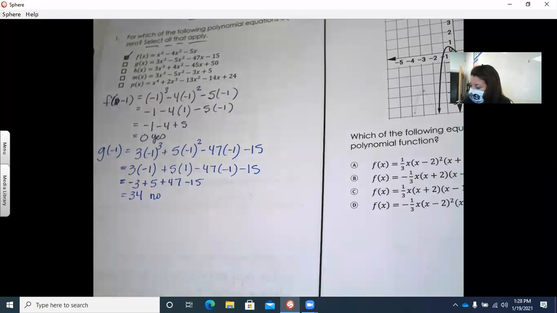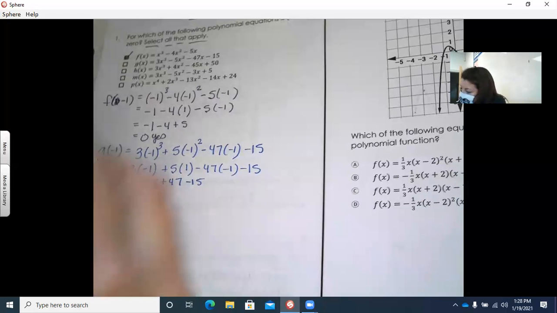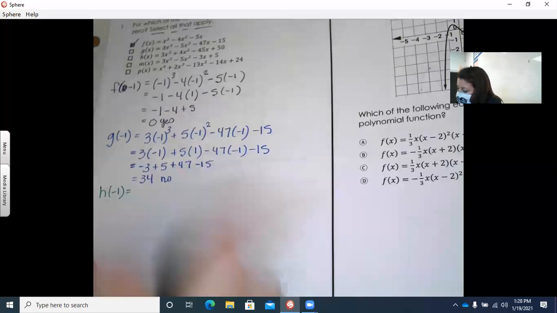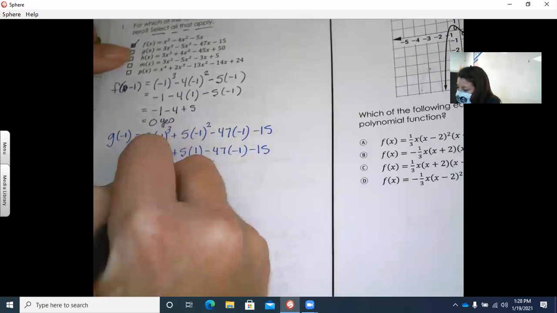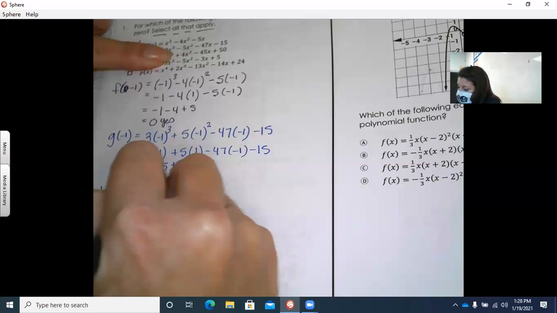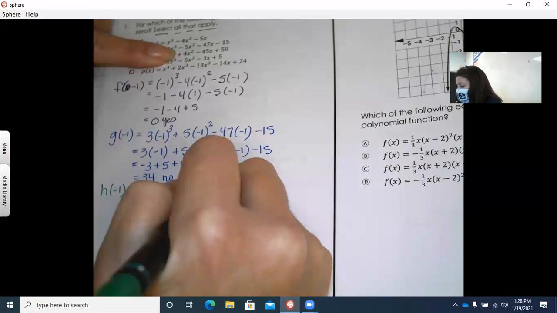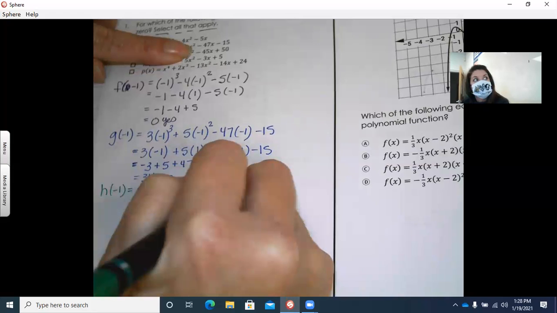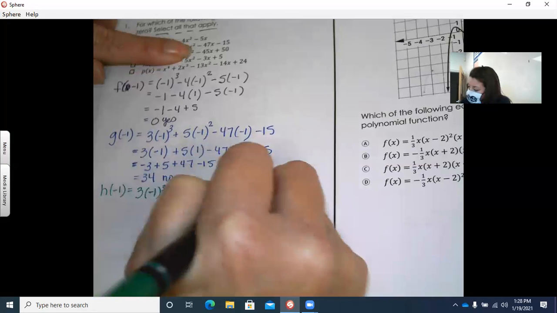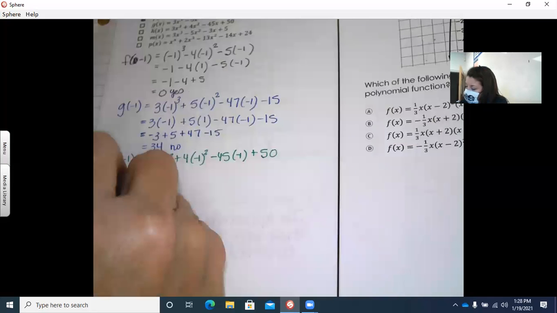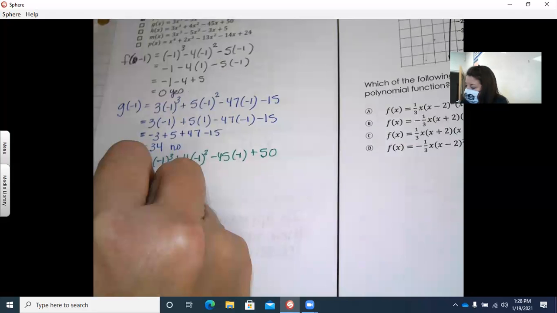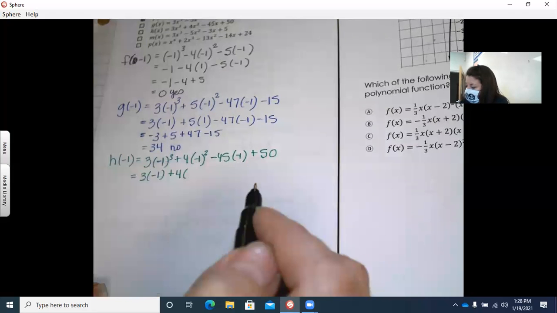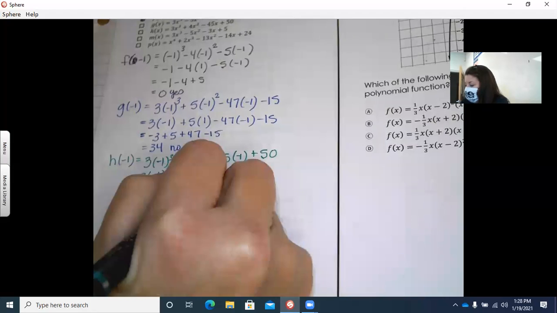So I'm going to find H of negative 1. So that's 3 times negative 1 quantity cubed plus 4 times negative 1 quantity squared minus 45 times negative 1 plus 50. So parentheses, there's nothing to simplify inside the parentheses, so I'll move on to exponents. So I have 3 times, what's negative 1 quantity cubed? Negative 1 plus 4 times, what's negative 1 quantity squared? Positive 1.